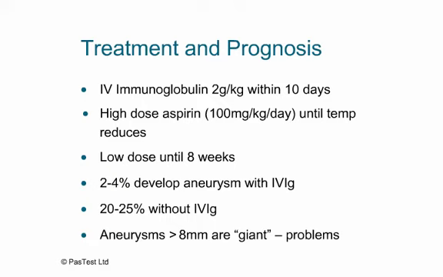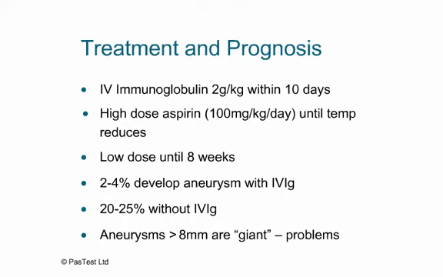Aspirin should also be started at high dose, and this should be continued until the temperature settles. Low-dose aspirin should then be continued until 8 weeks of age. These children should also have an echocardiogram that should be repeated regularly, and 2 to 4% of children will develop coronary artery aneurysms even with intravenous immunoglobulin, whereas without, this figure rises to 20 to 25%.